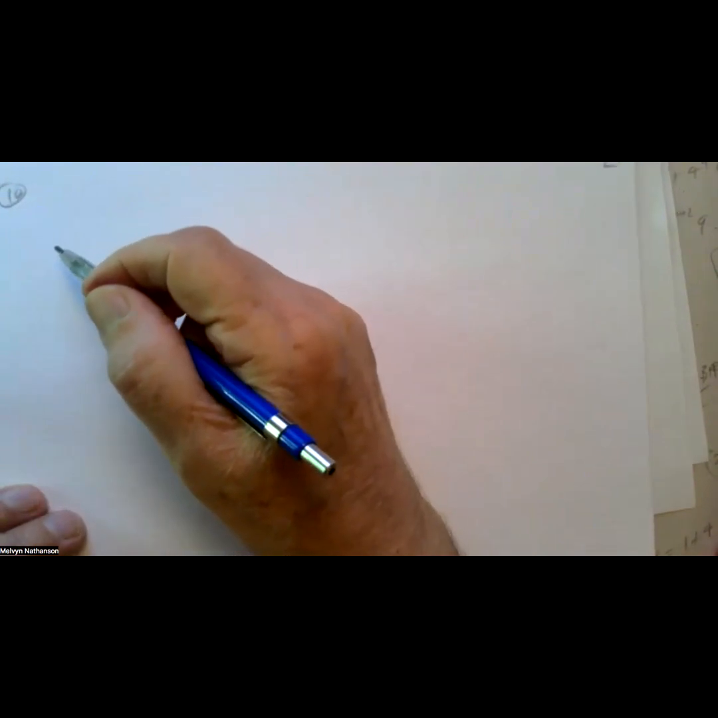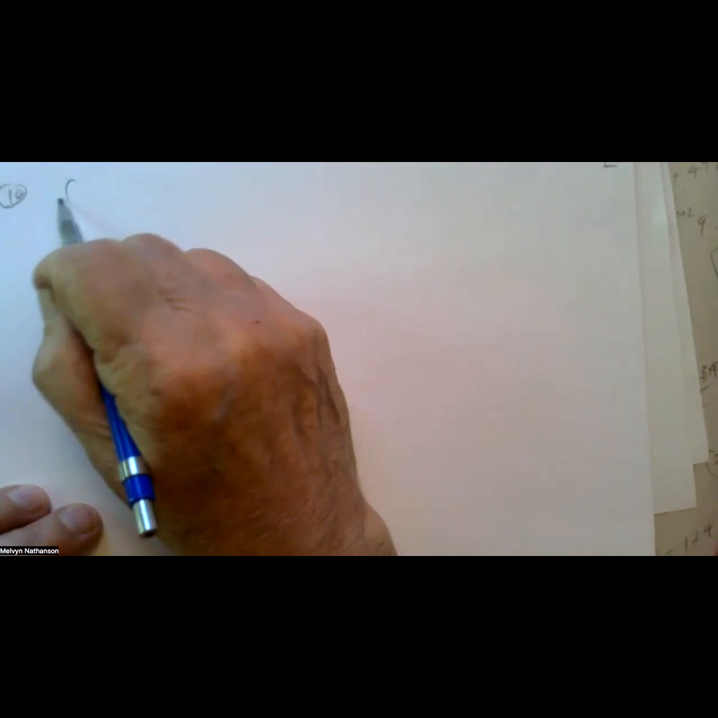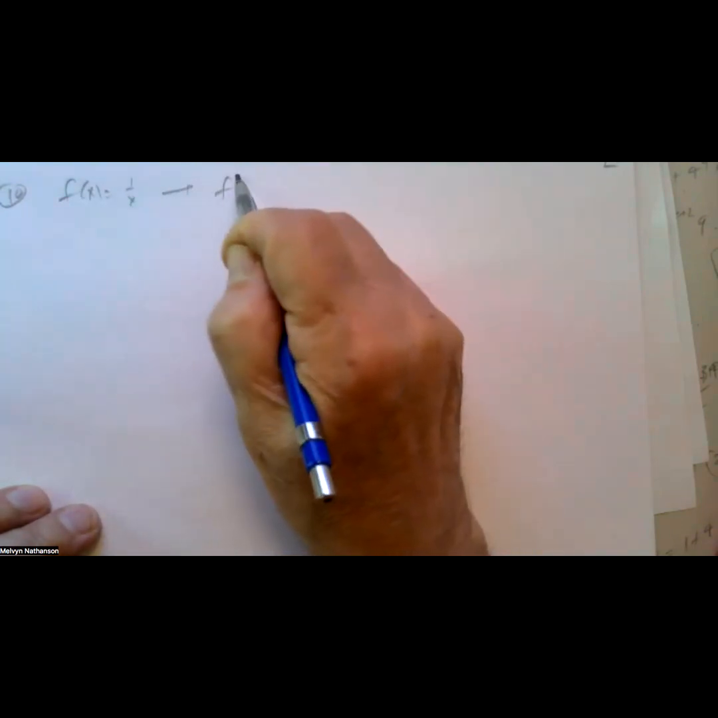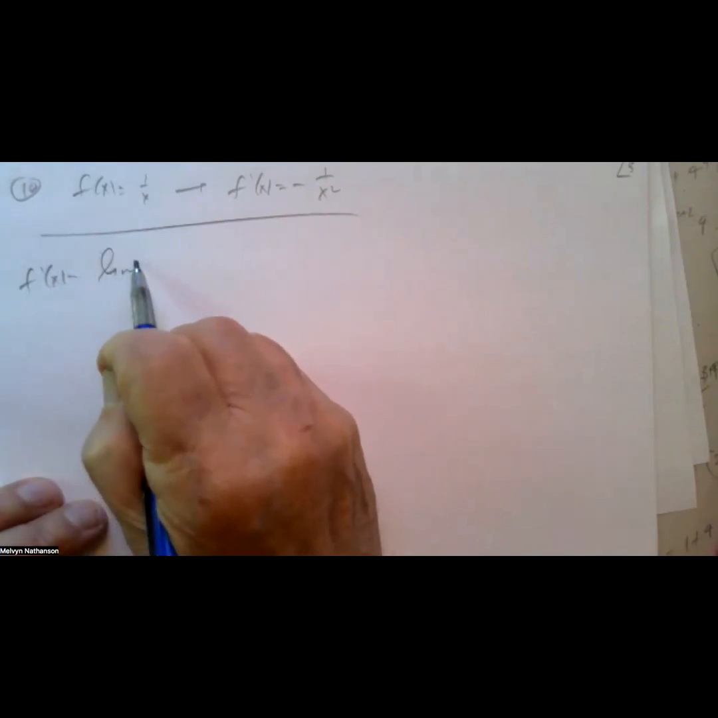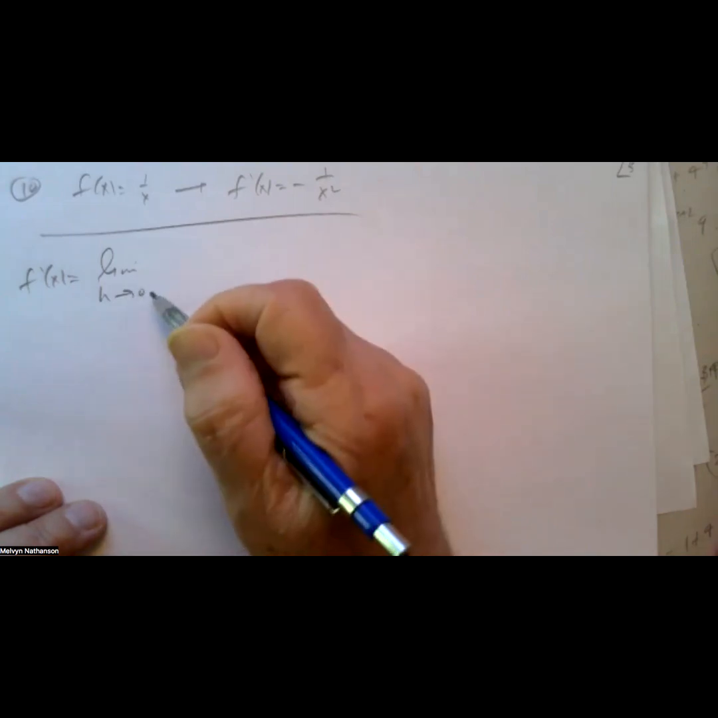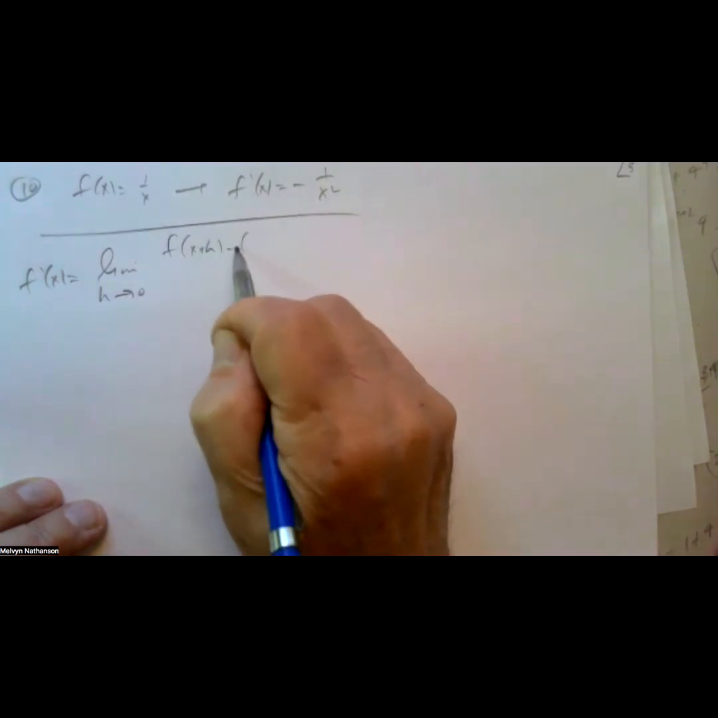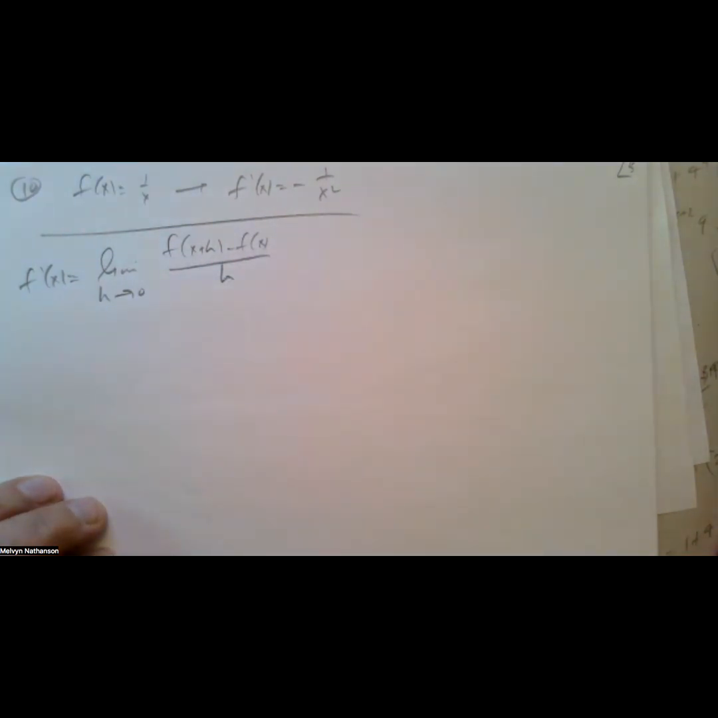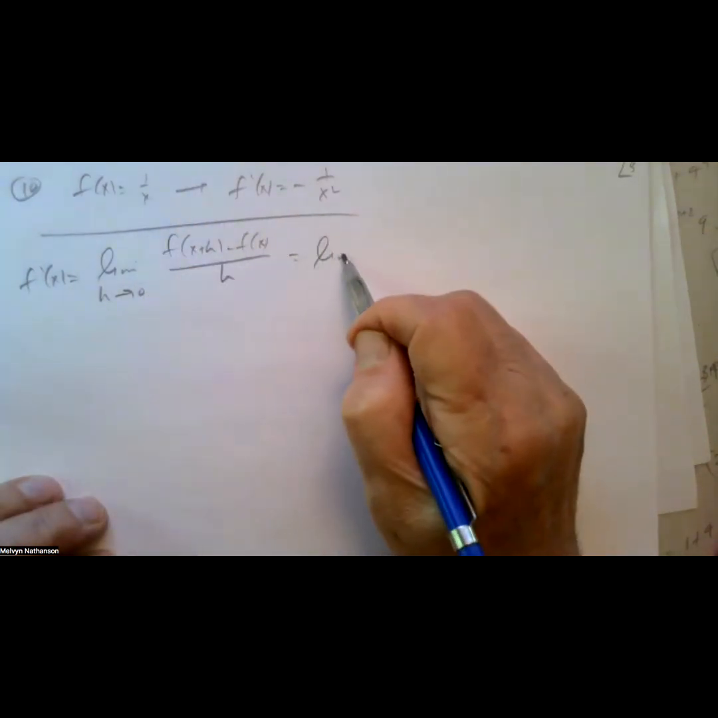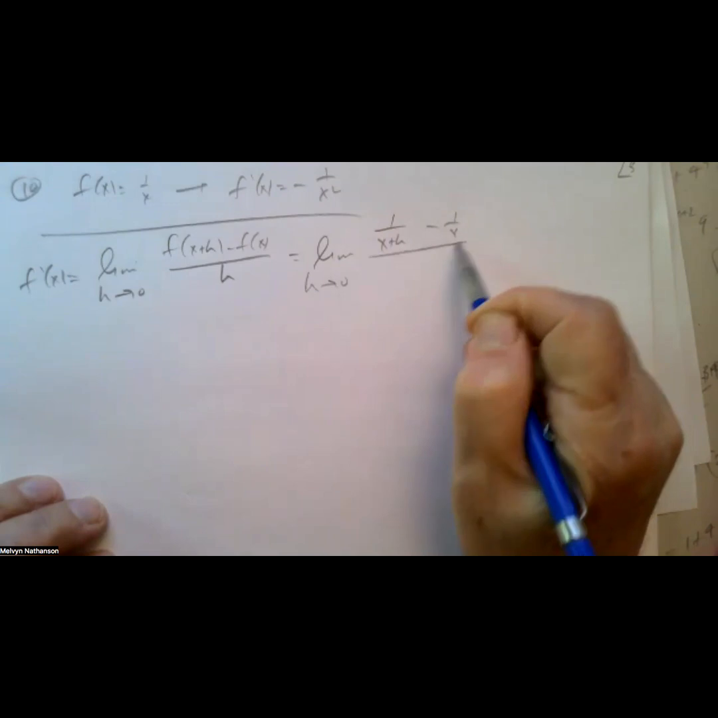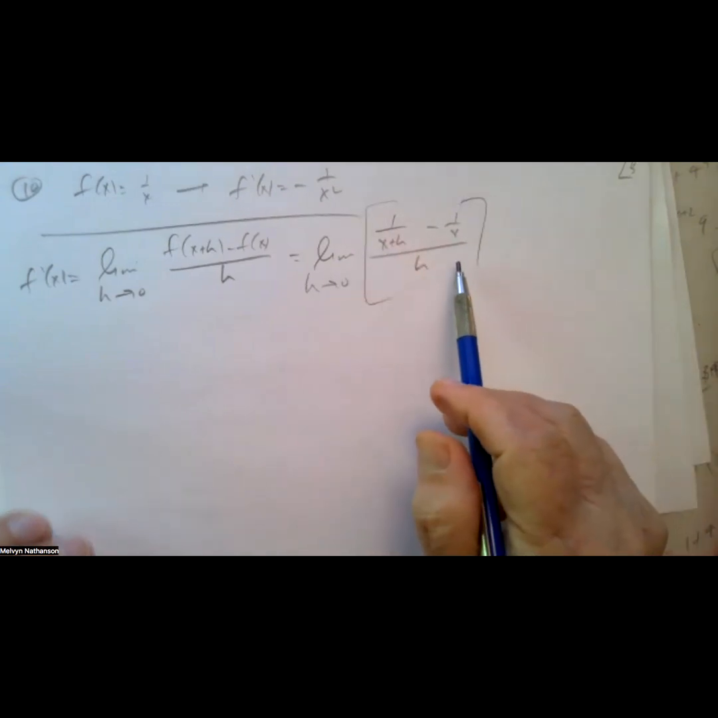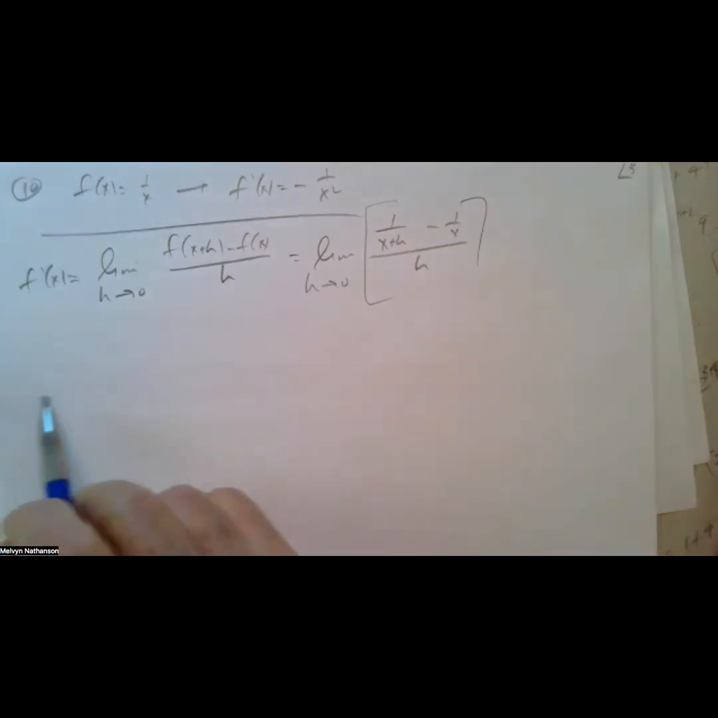Problem 10 is to use the definition of the derivative to show that if f of x equals 1 over x, then f prime of x is minus 1 over x squared. So the definition of the derivative, f prime of x, is the limit as delta x or h, whichever you prefer as a variable, of f of x plus h minus f of x over h. So our function f of x is 1 over x. So this is the limit as h goes to 0 of 1 over x plus h minus 1 over x, over h. So we have this expression, which we need to simplify.